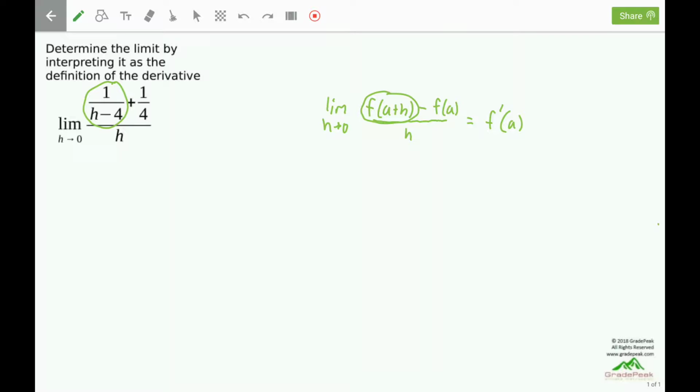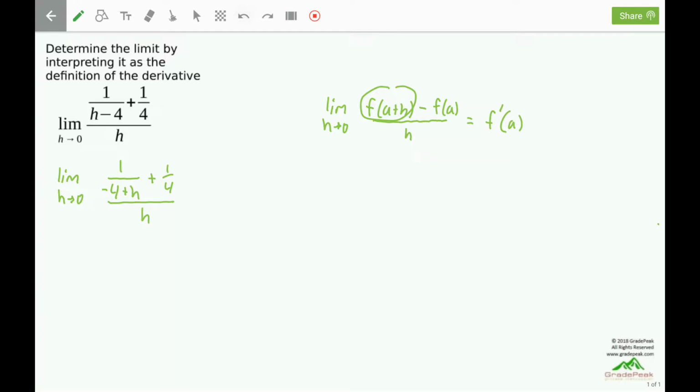Well, that's right now not in the form of a plus h. Instead, it's h minus 4. But what we can do is rewrite that as limit as h goes to 0 of 1 over, instead of saying h minus 4, let's say negative 4 plus h. It means the same thing, but it's now more in the form of a plus h. So there's our f of a plus h right here.